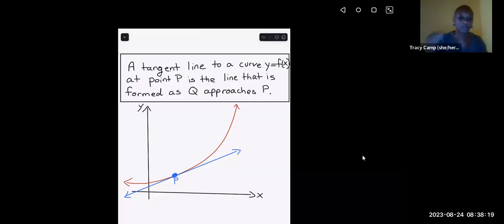And if you notice the blue line, the tangent line, right here, it's touching the curve at one point and then it goes off in its own direction. That's the idea. The curve is y equals f of x. So that's the idea with the tangent line.